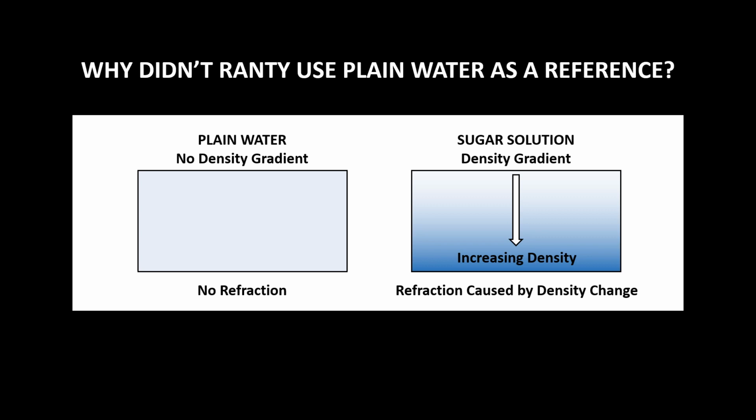Of course, this brings up another question. Why didn't Ranty use plain water as a reference? This way he would be comparing a density gradient to plain water with no density gradient. And you have to wonder, did he document this but didn't use it because it didn't fit his narrative?